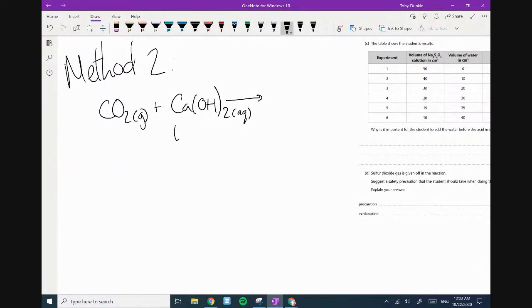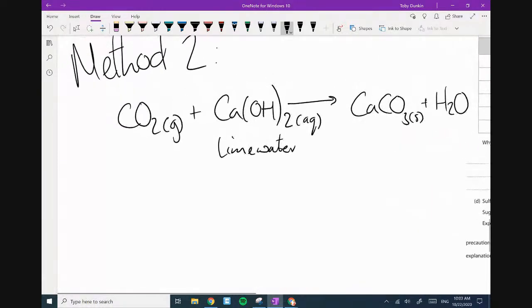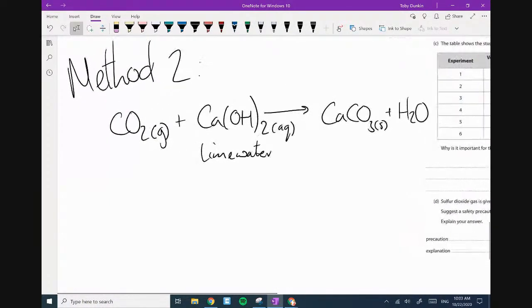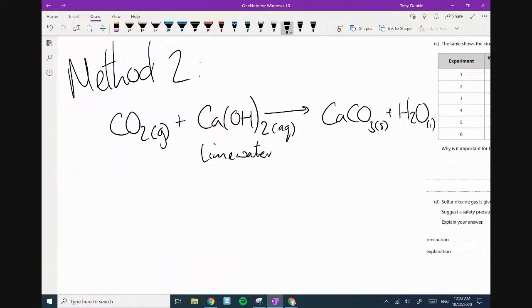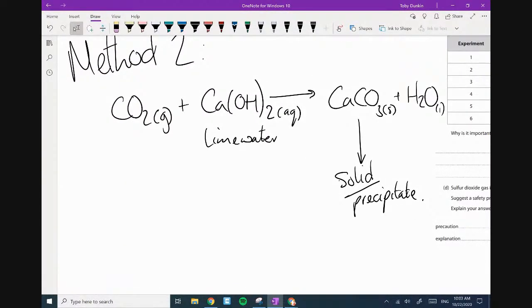So this is lime water, calcium hydroxide. What's going to happen is we know that when you blow into lime water, it turns cloudy. So it's going to form calcium carbonate, which is a solid, and water. Now, the key here is that before, we were spotting the gaseous state symbol, but now we're spotting the solid state symbol. This is solid or precipitate. So this is going to turn cloudy. It forms a white precipitate of limestone.